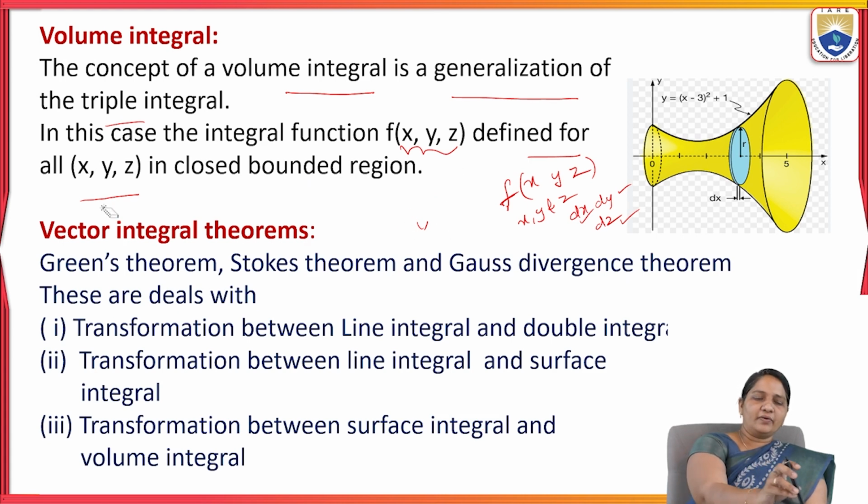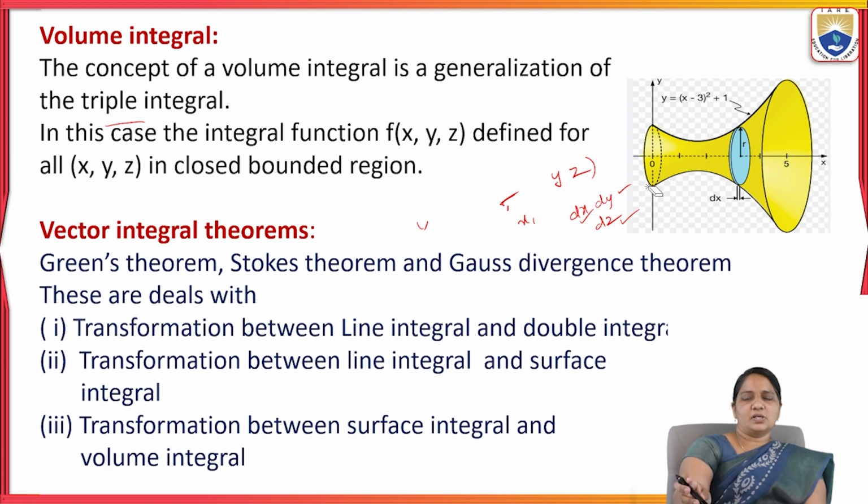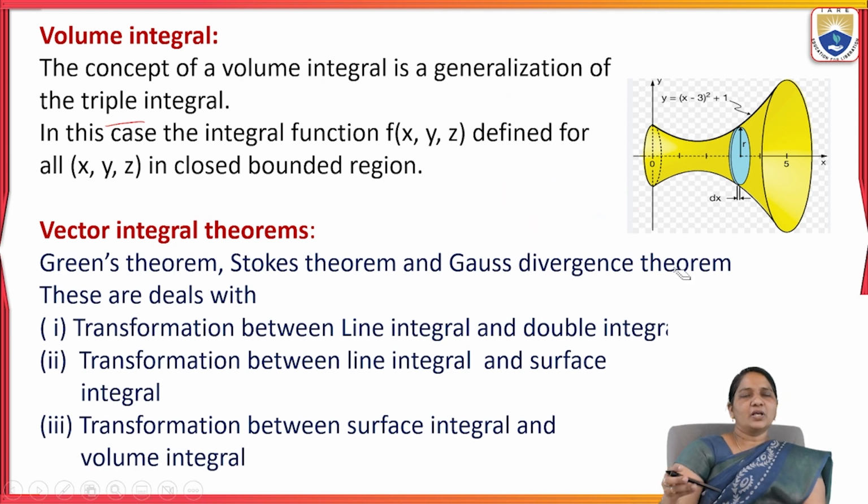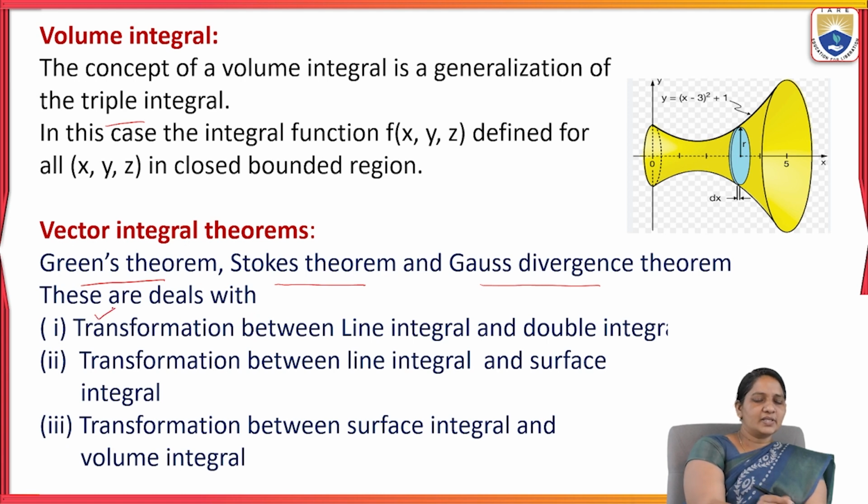Now we have the vector integral theorems. What are the vector integral theorems? As I already told you in the first slide, we have Green's theorem, Stokes' theorem and Gauss divergence theorem. What is the statement or importance of these theorems? First, Green's theorem deals with the transformation between line integral and double integral, that is, how to transform the given function into a line integral or a double integral.